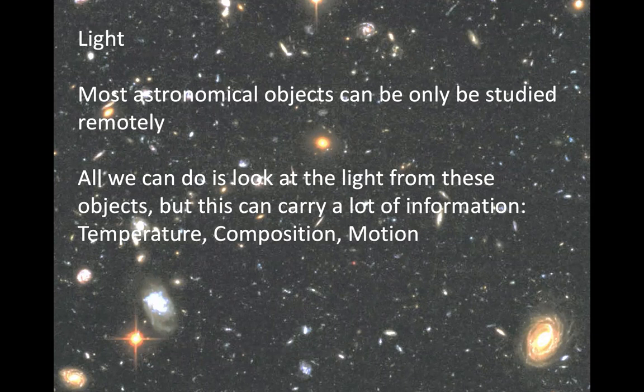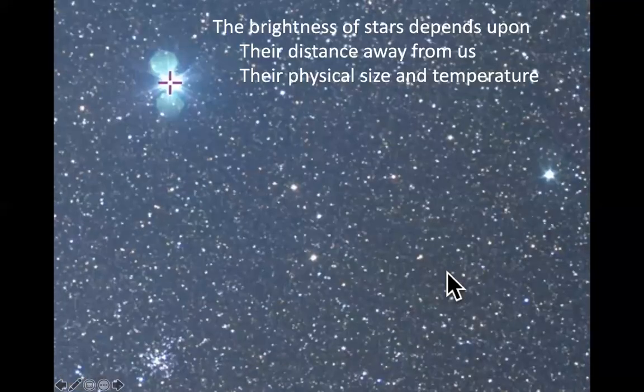The fortunate thing is that the light from objects like galaxies and stars actually contains a lot of information. And we can use it to learn about the composition of these objects, their temperature, and even how fast they're moving. And so I want to spend a little bit of time talking about those subjects. Now, for this particular presentation, I'm going to focus on more fundamental aspects.